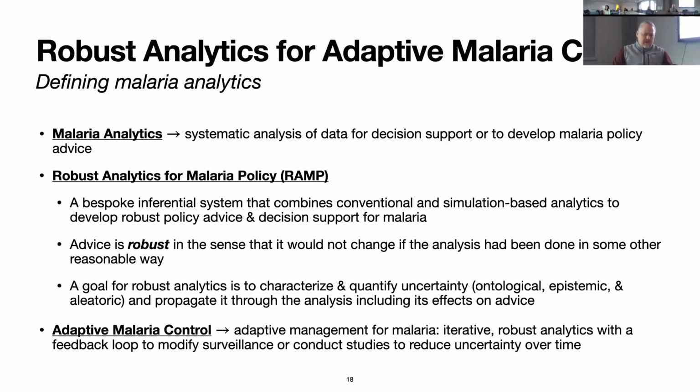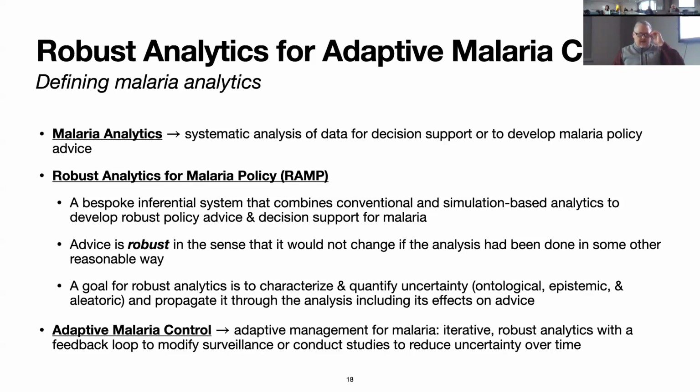And now, robust analytics for malaria policy, if I'm going to do that, and I have to give guidance about what to do, most of what we learned about scientific inference was designed for research. So we need a bespoke inferential system that's bespoke in two ways. One, it's for malaria, so we're going to build it around malaria metrics and malaria concepts. And two, we're going to build it for decision support, right? So if you're going to give decision support, how do you do that in a rigorous way? And that's what we mean by bespoke inferential system.